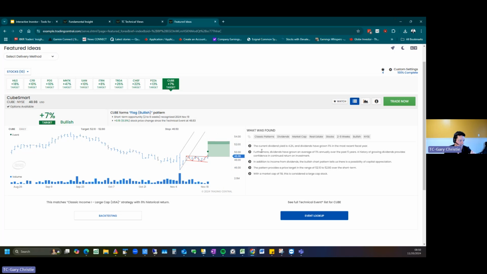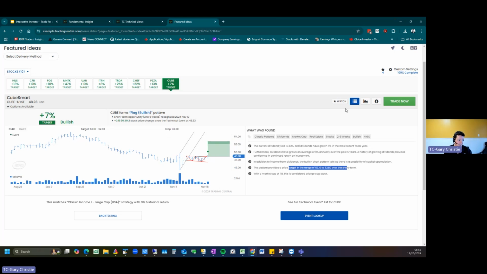If I like this, I can see why it was found, right? I can read into it. Dividend yield is 4.2%, and they've grown 11% in the most current year, right? Then there's a bullish chart pattern. As well, we have a target price range, 52 to 58. It looks like here 52.10, 52.80, and a large cap stock. So this is a typical screen already, which you can back test and have all that kind of fun.